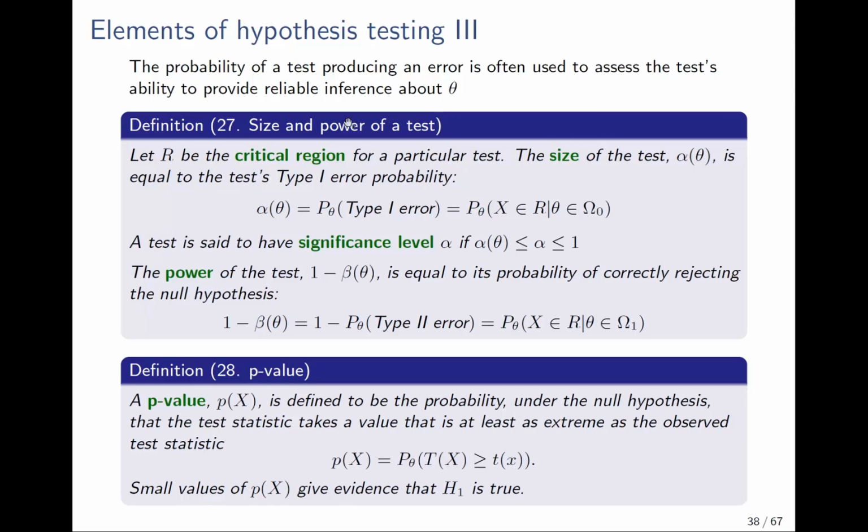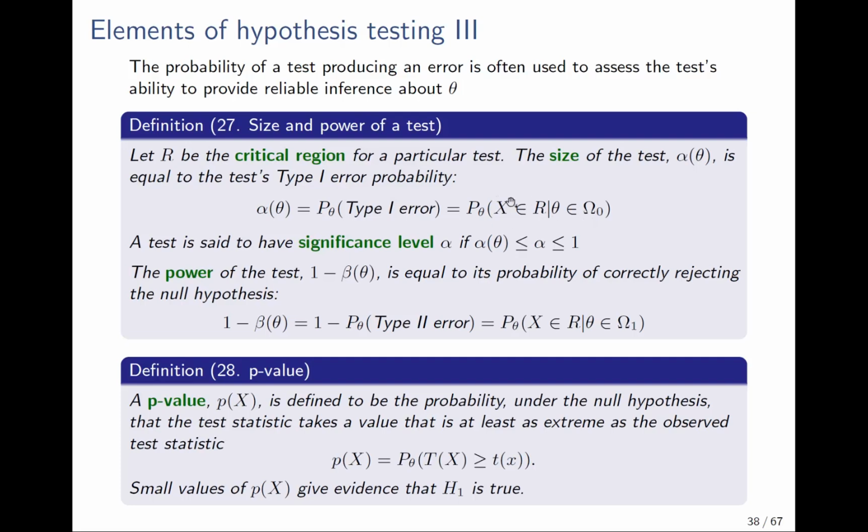To do this, we just have to define a few more fundamental elements of hypothesis testing. First, the size and the power of a test. Let R be the critical region for a particular test. The size of the test is equal to the test's type 1 error probability. So size, denoted alpha of theta, is the probability of type 1 error. That is the probability of rejecting the null hypothesis, that is, X being within the critical region, when the null hypothesis is in fact true.